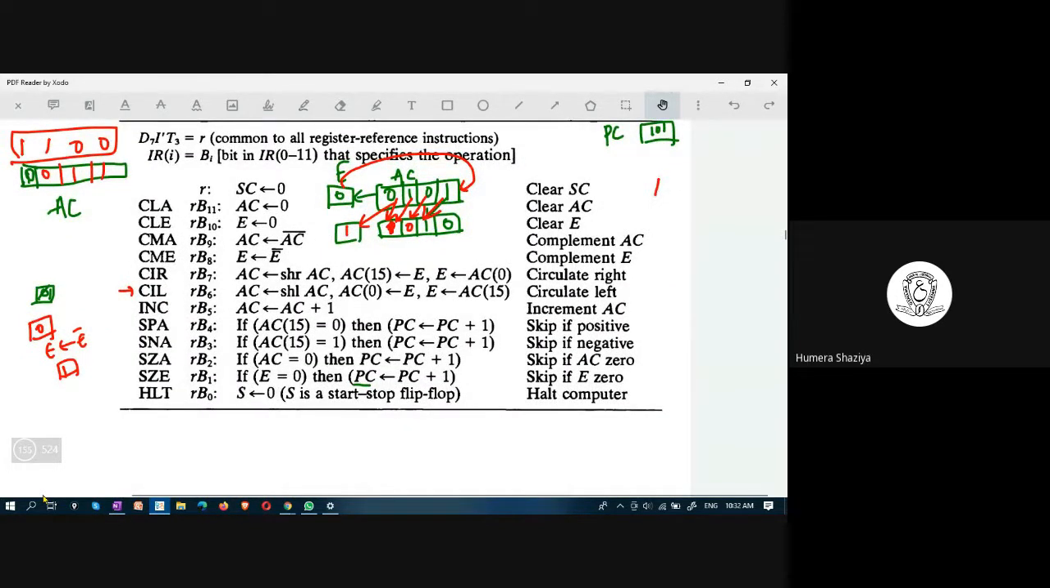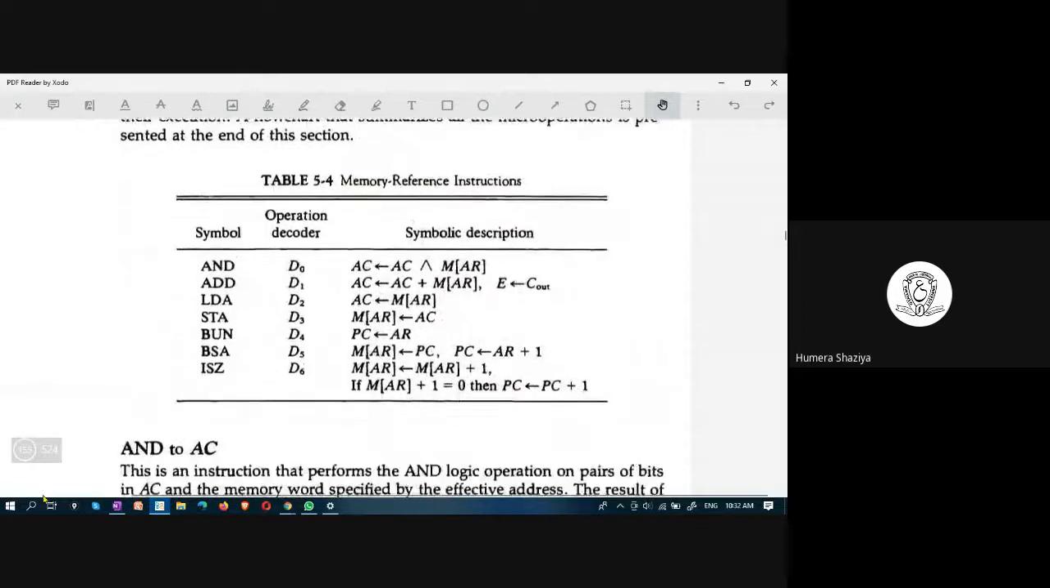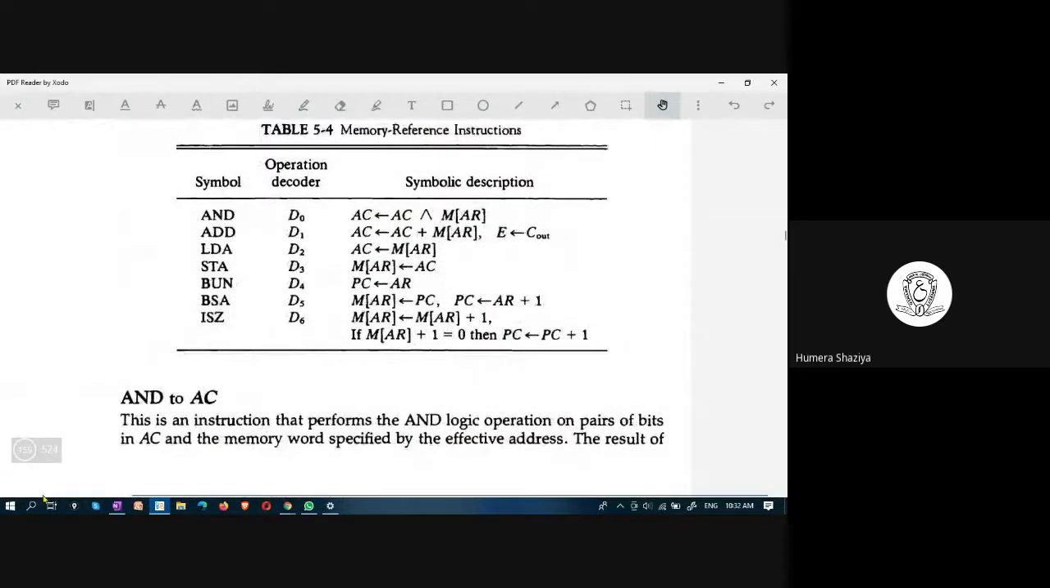Did you understand these register reference instructions, all of you? Students, all of you can ask me questions. If we interact and learn, then it would be a good learning experience.